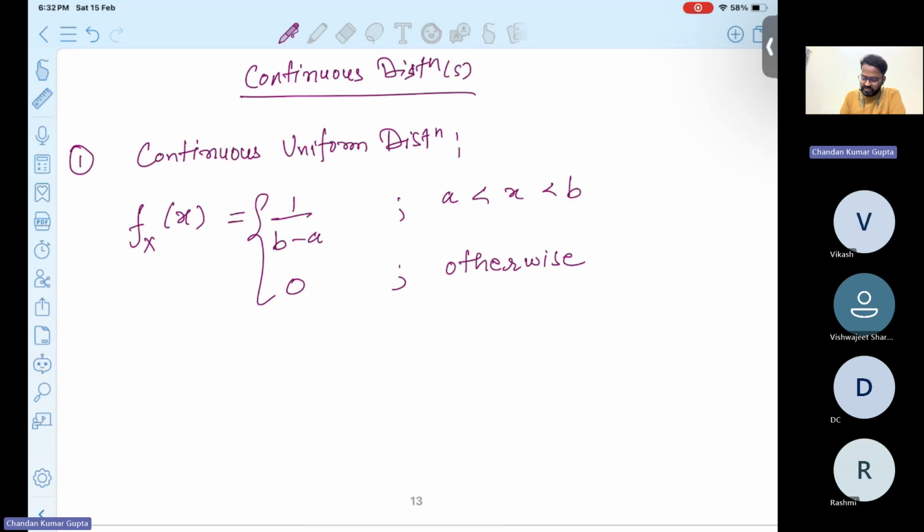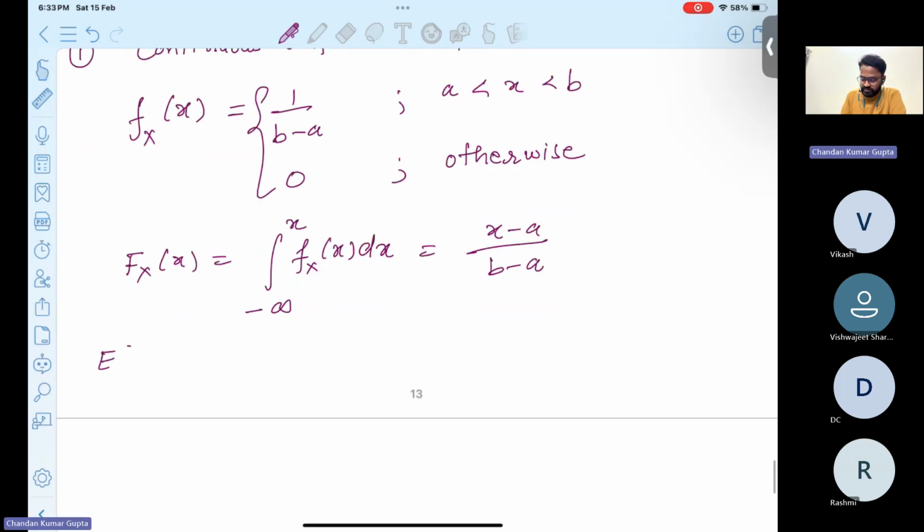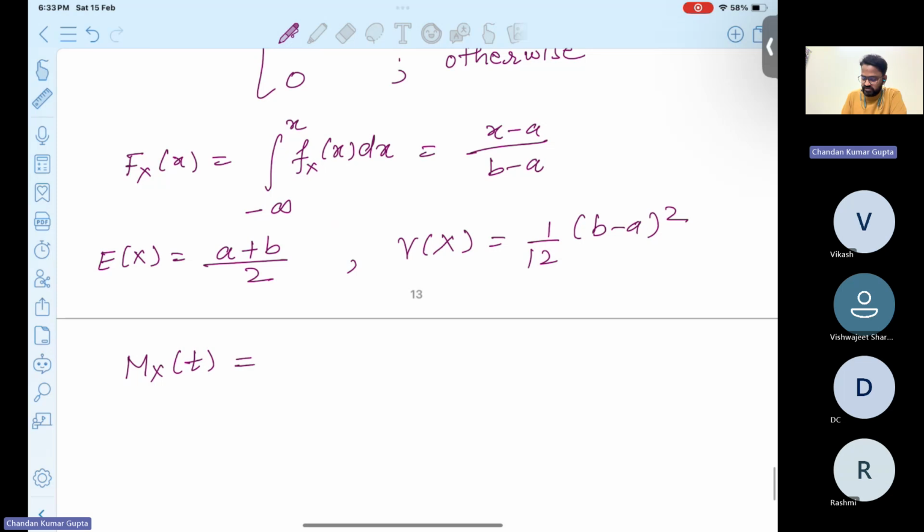You can also write the CDF of this distribution by integrating from minus infinity to x of f(x) dx, and after calculating, x minus a upon b minus a is the cumulative distribution function for the continuous random variable. The expectation in that case is (a plus b) upon 2, and the variance is 1 by 12 times (b minus a) whole square. Now the MGF is also there: e to the power bt minus e to the power at upon t times (b minus a). This is the MGF.